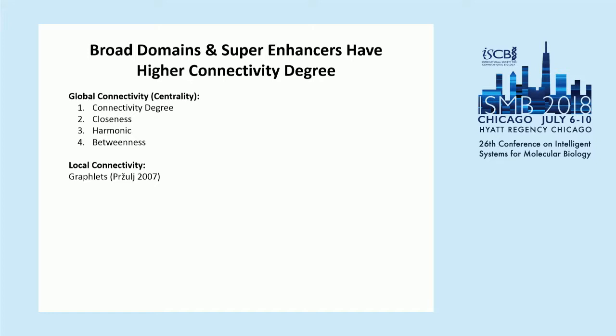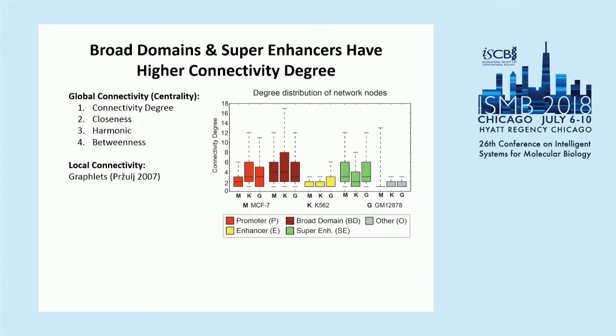And so some of the measures that we use for analyzing these networks include global connectivity measures, which include connectivity degree, closeness, harmonic, and betweenness centrality, and local connectivity measures, which use graphlets, which were first introduced by Natasa Przulj in 2007. We discussed one of these measures, actually the simplest one, connectivity degree, which is defined as simply the number of edges connected to a node.